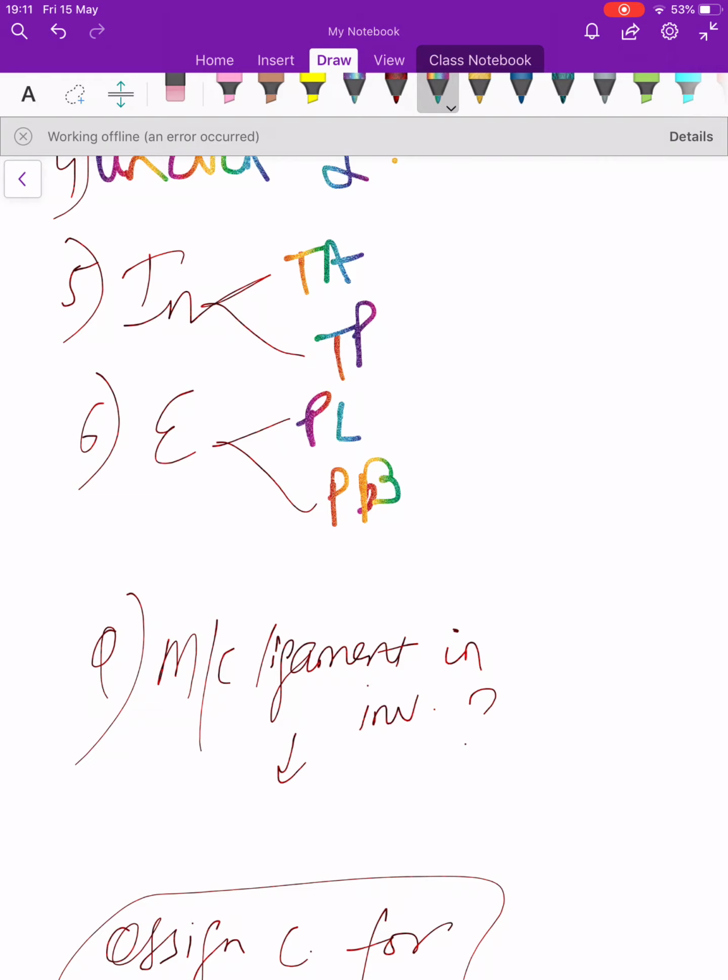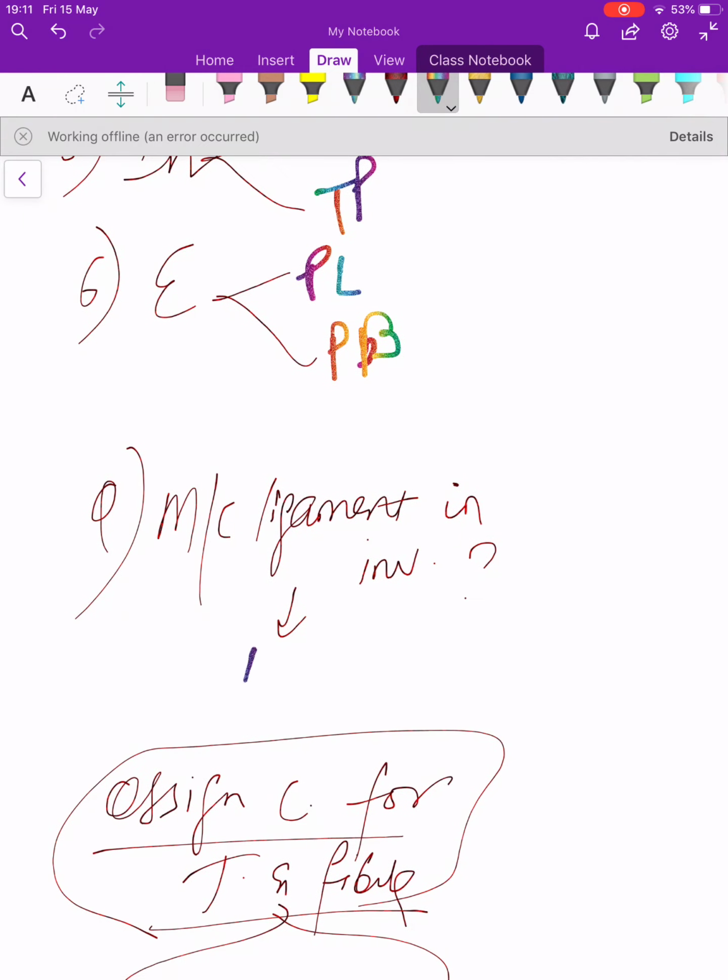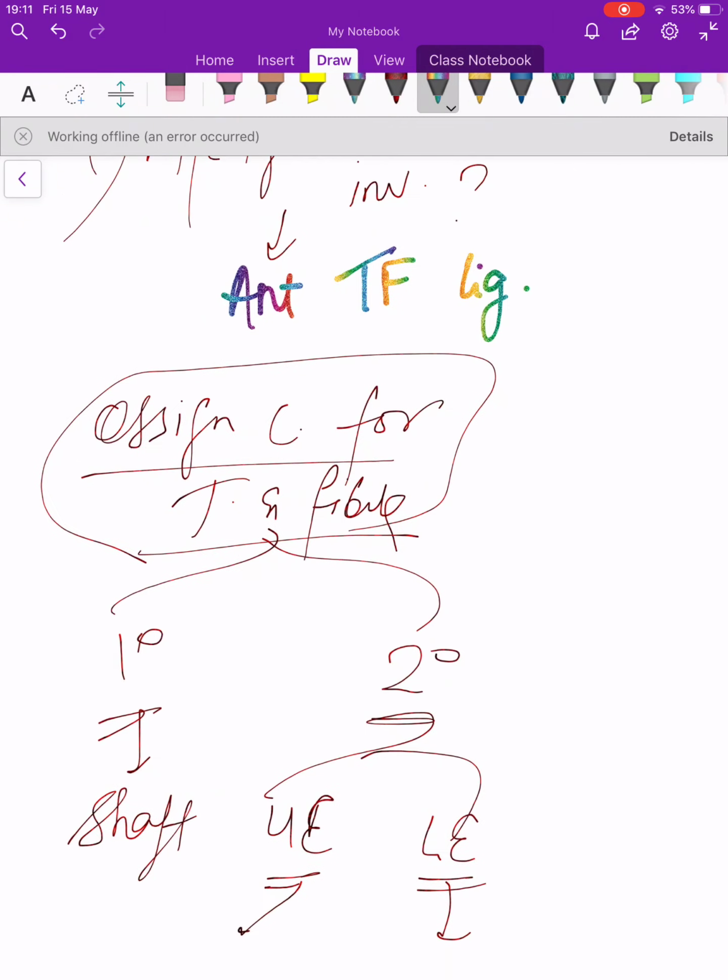And the most common ligament involved in the inversion sprain is the anterior talofibular ligament. Fine. Then we will talk about the ossification center for the tibia and the fibula.